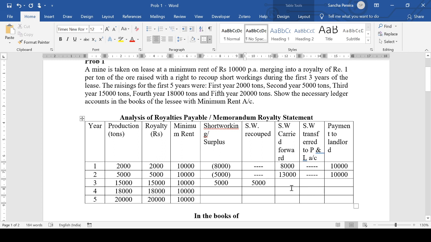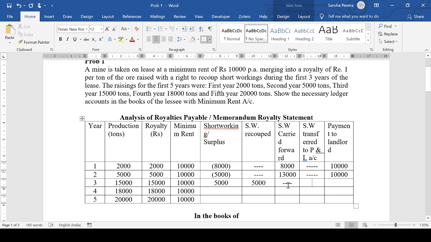Okay. So will we have anything in this carry forward? What's the meaning of carry forward? That means there's hope in the next years to recover it. But right now we can't recover because that's the agreement. They said you can recover it only in the first 3 years. So can we have anything carried forward? No. So that's going to be dash.